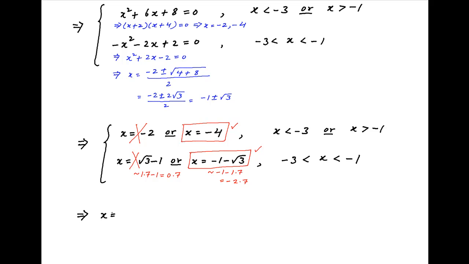Therefore, to summarize, the solutions of the given equation are x = -4 and x = -1 - √3. And this is the required answer.